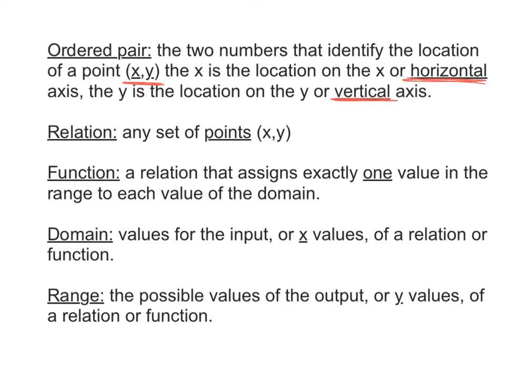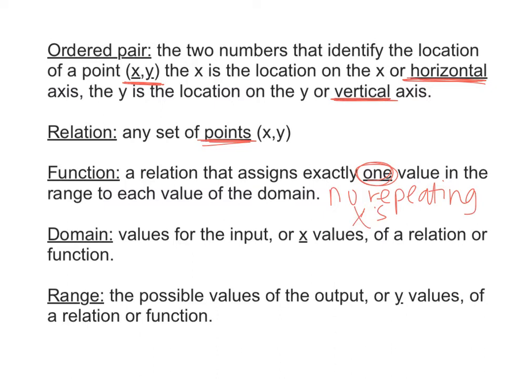A relation is any set of points. So when you look at a graph, if you have a graph with a bunch of points on it, that's called a relation. A function is a special kind of relation. A function is a relation that assigns exactly one value in the range to each value of the domain, which means you can have no repeating x's, which you'll see in the examples on the next page.